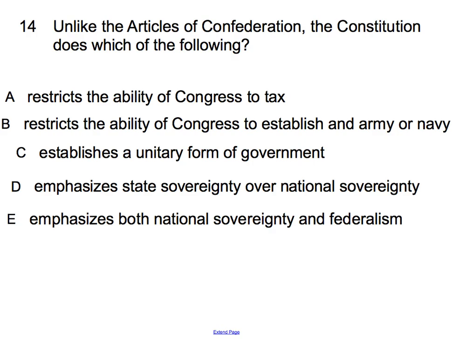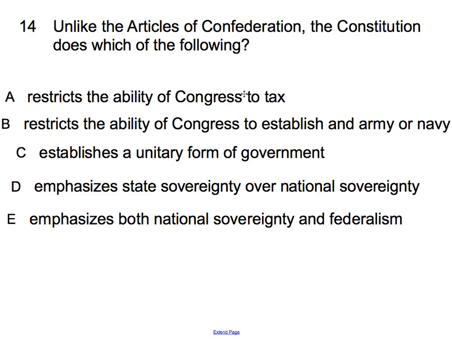All right, a question I throw out at you. This is right off the AP exam. Unlike the Articles of Confederation, the Constitution does which of the following? I'll give you a second to pause it. Take a look at the answers. And the correct answer would be E, that it emphasizes both national sovereignty, which gives you the strong national government, and federalism, which embraces the states' rights philosophy as well.